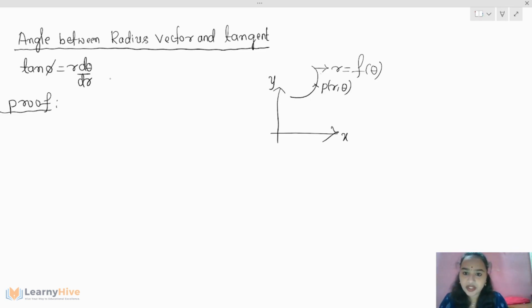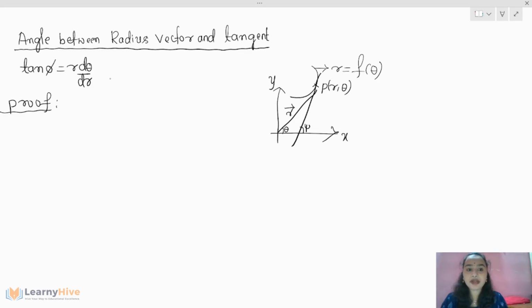Now at this particular point, let us draw the tangent. And the line from the origin to this point is nothing but our radius vector. Here I am going to represent this as vector r. This is our tangent, and the angle theta is the angle made by the radius vector and the initial line. And this is nothing but our exterior angle. Let us denote that by psi.